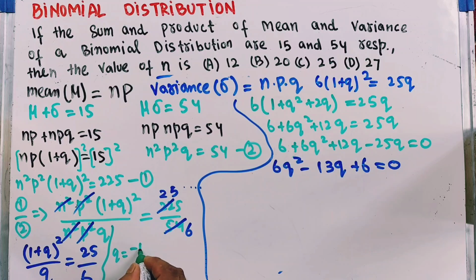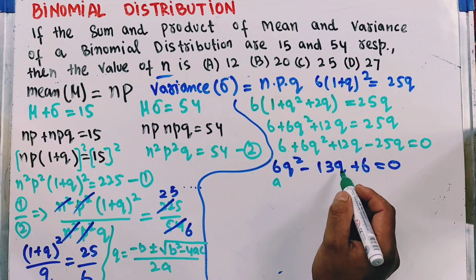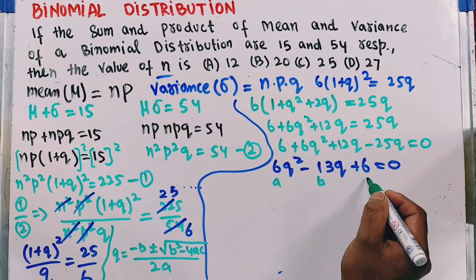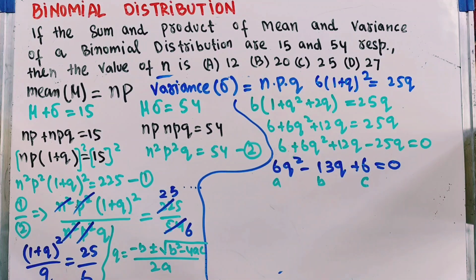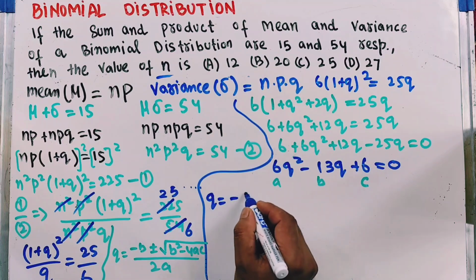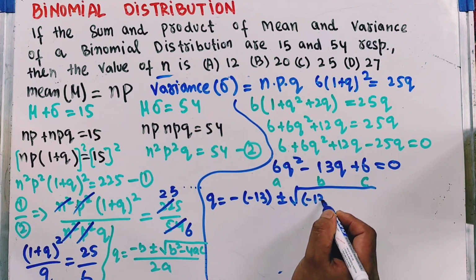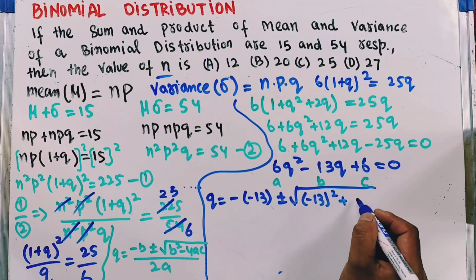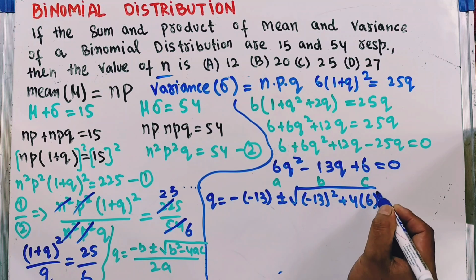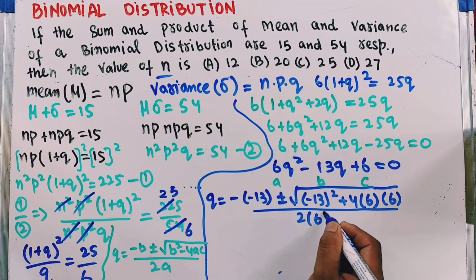will be equal to minus b plus minus square root of b square minus 4ac, divided by twice a. The coefficient of q square is a, the coefficient of q is minus 13, which is b, and the constant term is c. Using this formula, the value of q will be equal to minus b, that is minus the coefficient, here minus of minus 13, plus minus the square root of minus 13 square minus 4 times the value of a, which is 6, the constant term is 6, divided by 2 times 6, the value of a.